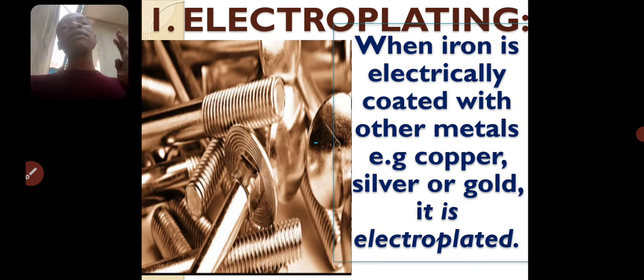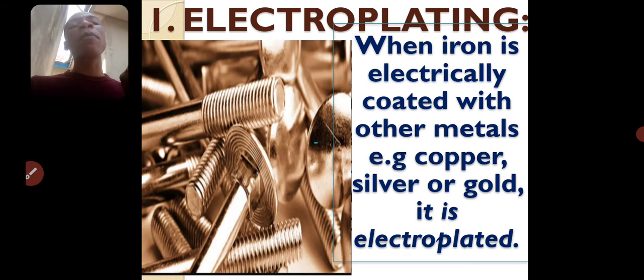All these methods are based on one principle: either preventing the iron from reacting with water, or preventing the iron from reacting with oxygen, or both at the same time. Once you can prevent iron from reacting with water or oxygen or both, the iron will be preserved and will not rust. So one of the methods is electroplating.